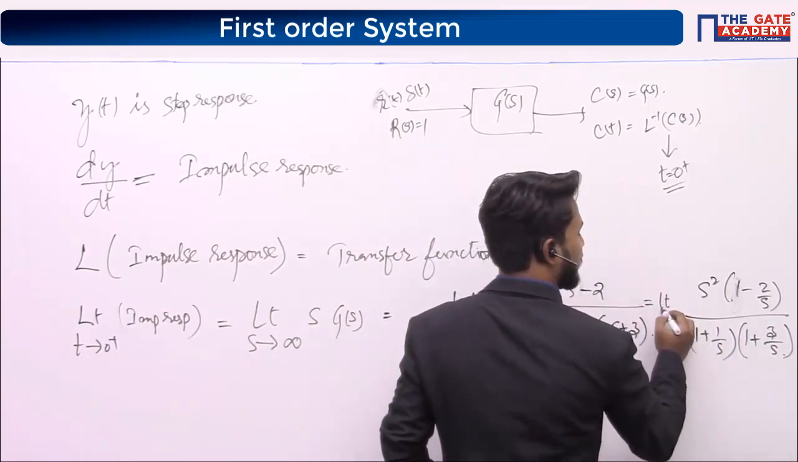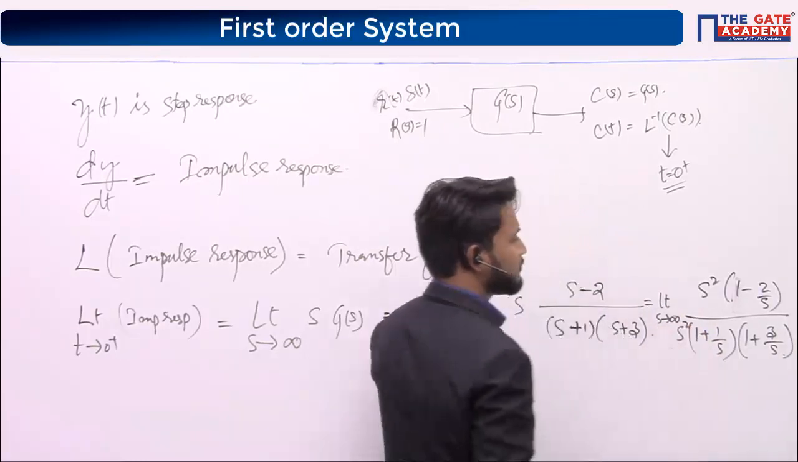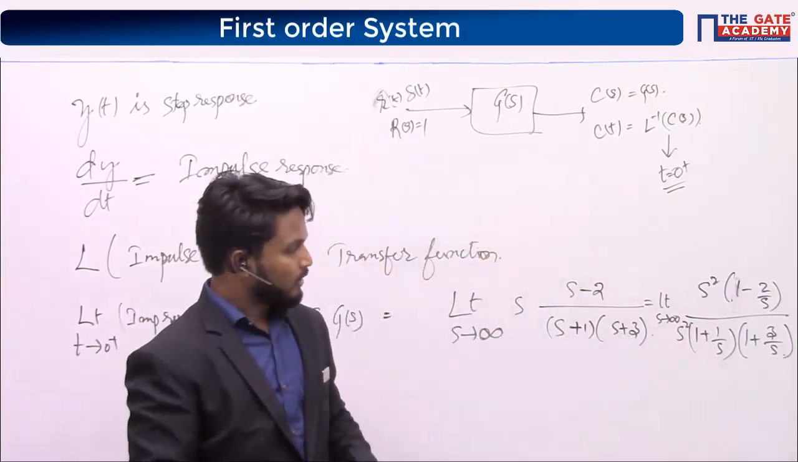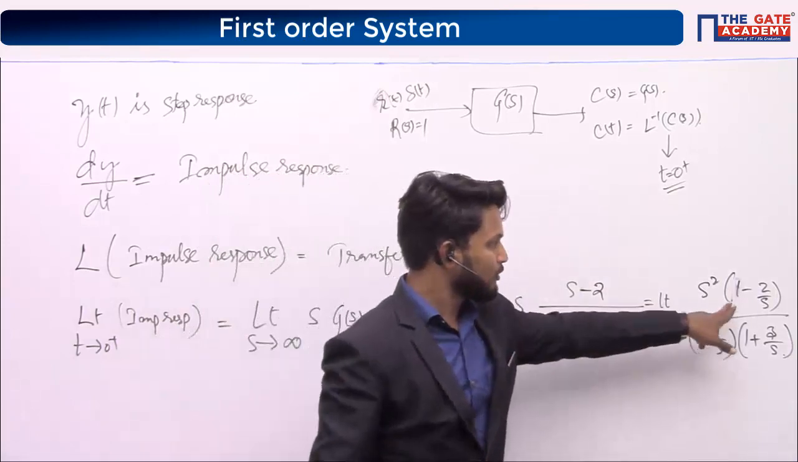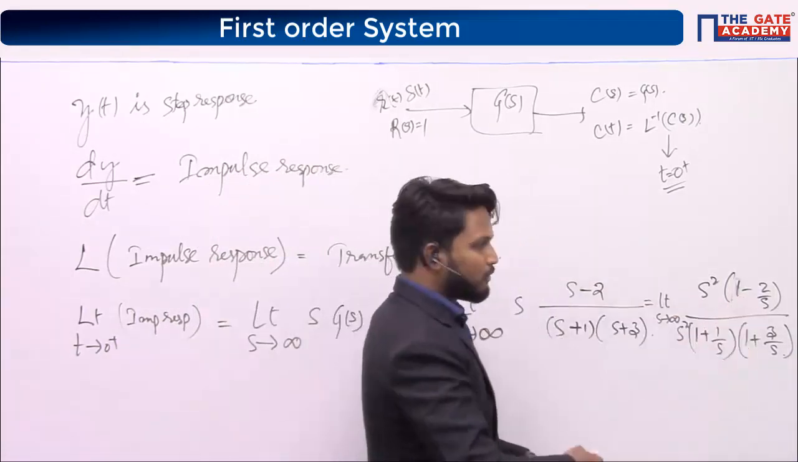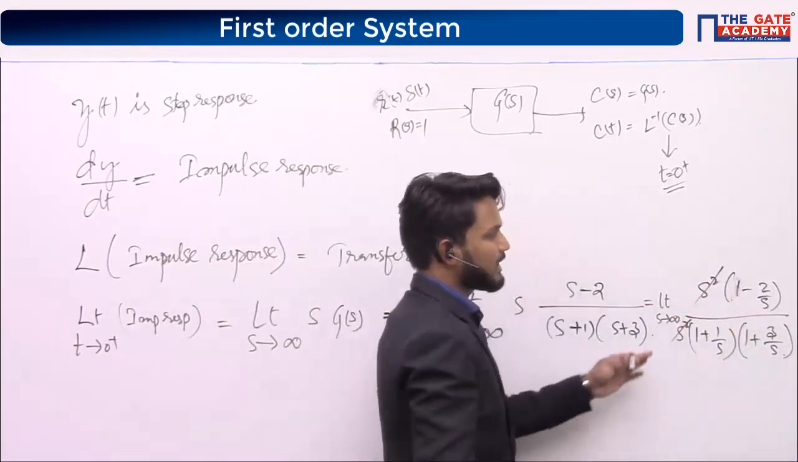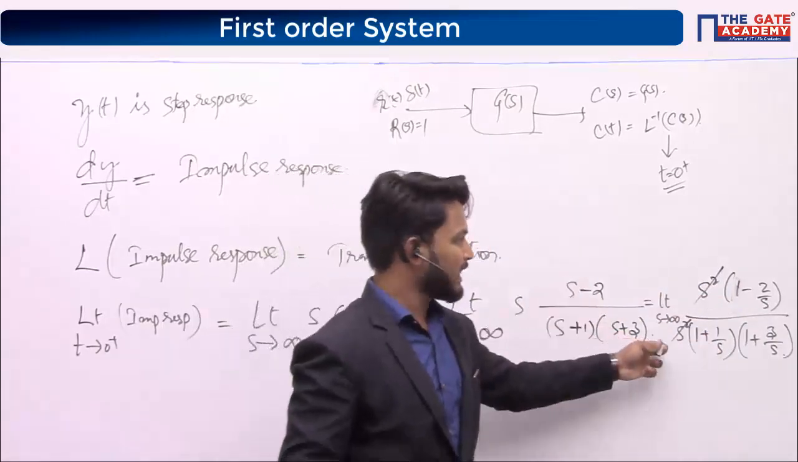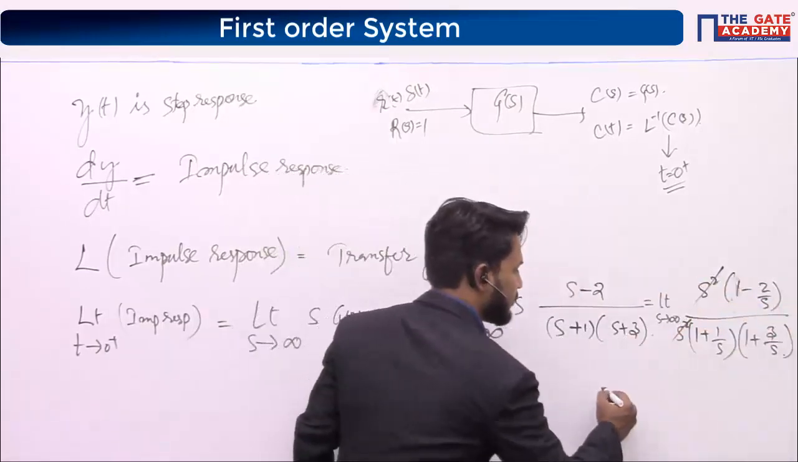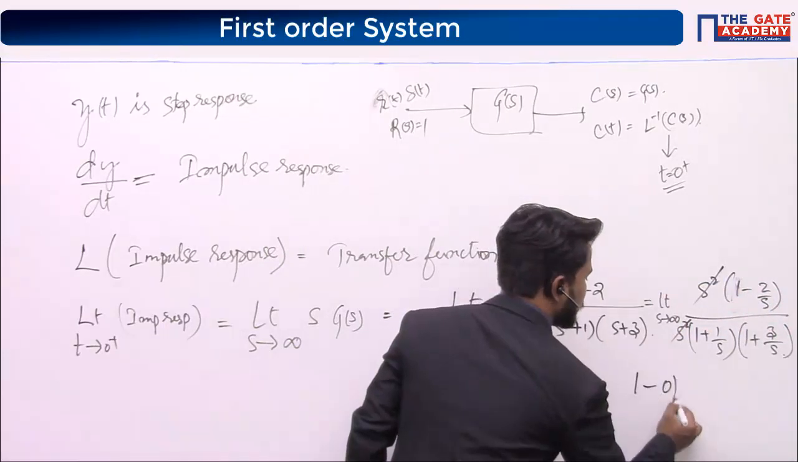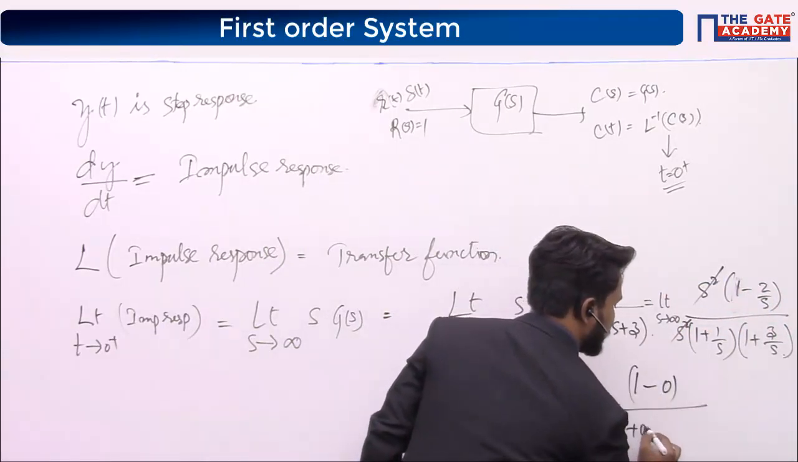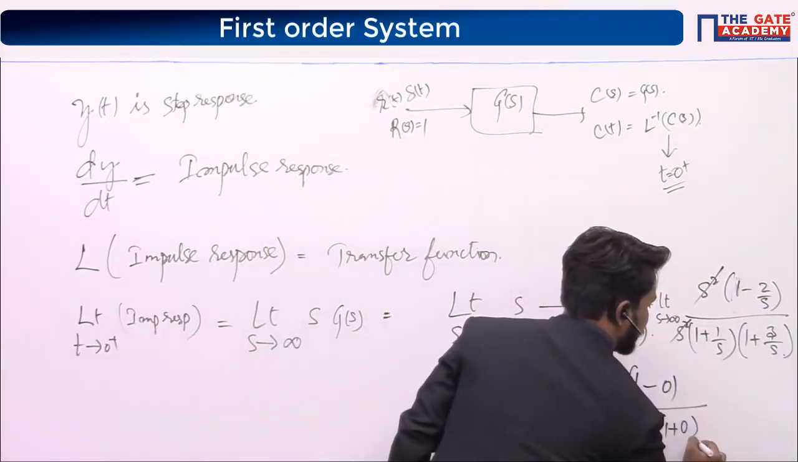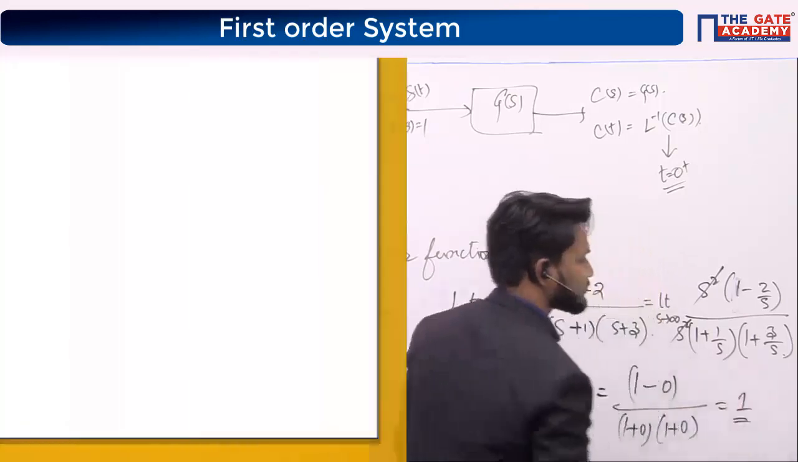Limit s approaches infinity. Is it visible to everyone? Right? So if at all it is not visible, please let me know. In this way you will find the limit. This s square and s square get cancelled. If you put s equal to infinity, this will become (1 minus 0) divided by (1 plus 0) multiplied by (1 plus 0). That is equal to 1 simply.